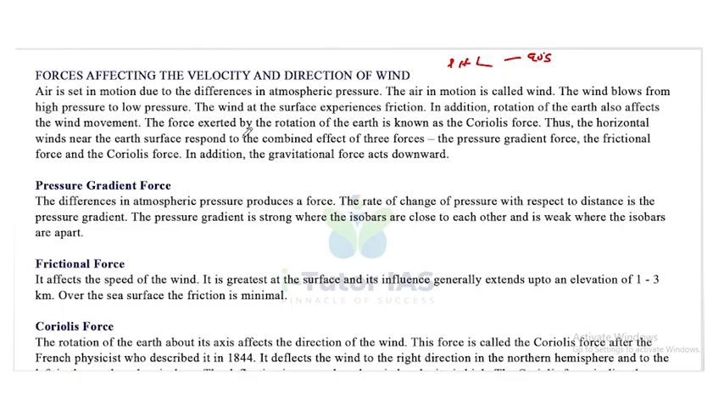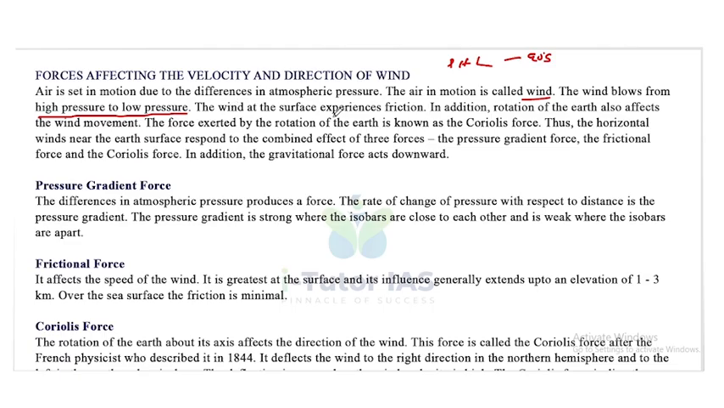Now, the forces affecting the velocity and direction of wind. Air is set in motion due to differences in the atmospheric pressure. The air in motion is called wind. The wind blows from high pressure to low pressure. So that we already discussed.